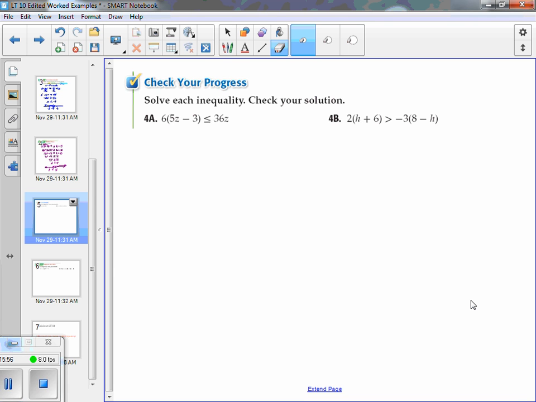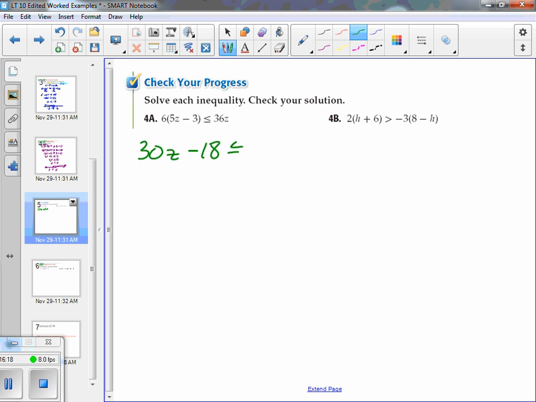All right, let's see. I've forgotten which one of these is the hardest. Oh well, let's do them both then. So, for A, I need to start off by distributing. Distribute the 6. 6 times 5z will be 30z. And then 6 times negative 3, negative 18, is less than or equal to 36z. And then here we have a decision to make. What's that? We can either subtract 30z or we can subtract 36z. Each one has its own issues.